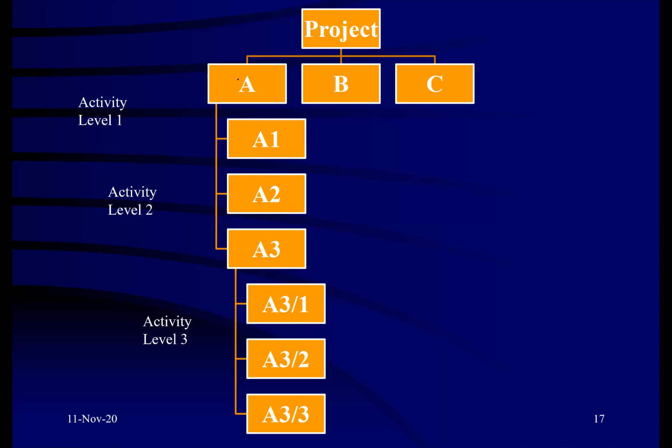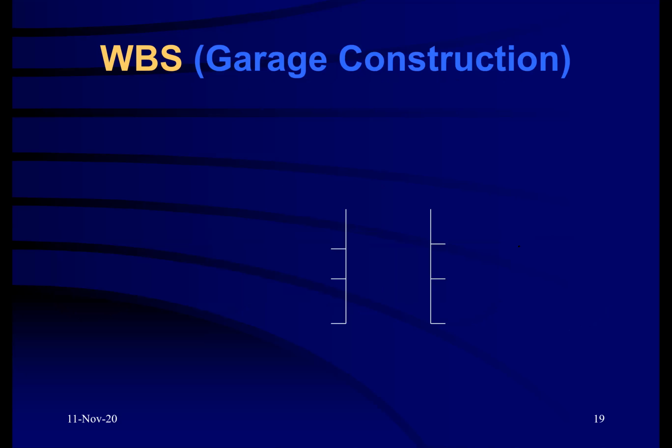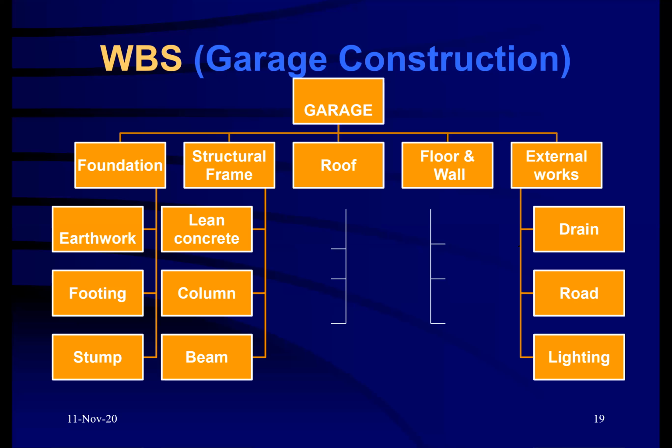So similarly, WBS is like that. Okay, example, garage construction, as simple as garage construction. A simple garage could have foundation, structural, roof, floor, external works. And then you split them. Foundation also has a few works: earthwork, putting stump, structural element, lean concrete, column, beam, etc., and whatnot.